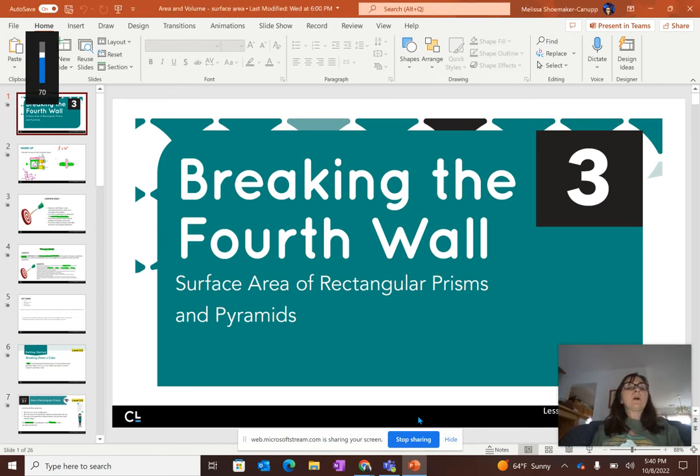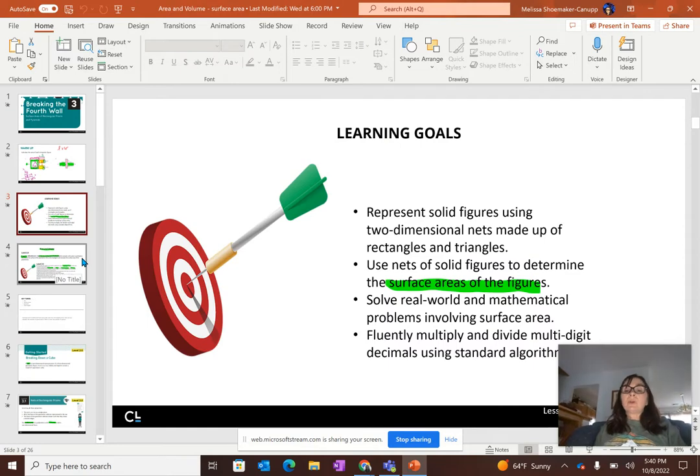We're going to continue our surface area lesson, and so make sure that you have the correct packet. It looks like this on the front, breaking the fourth wall. We're going to review our learning goals.